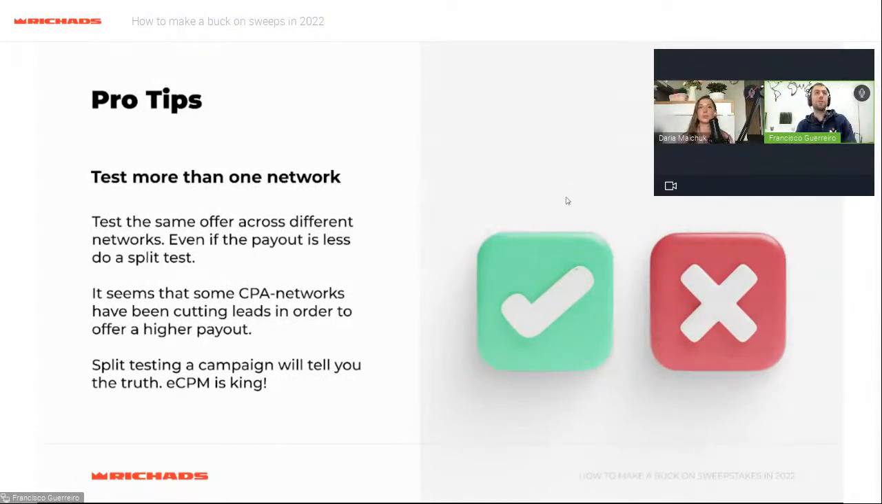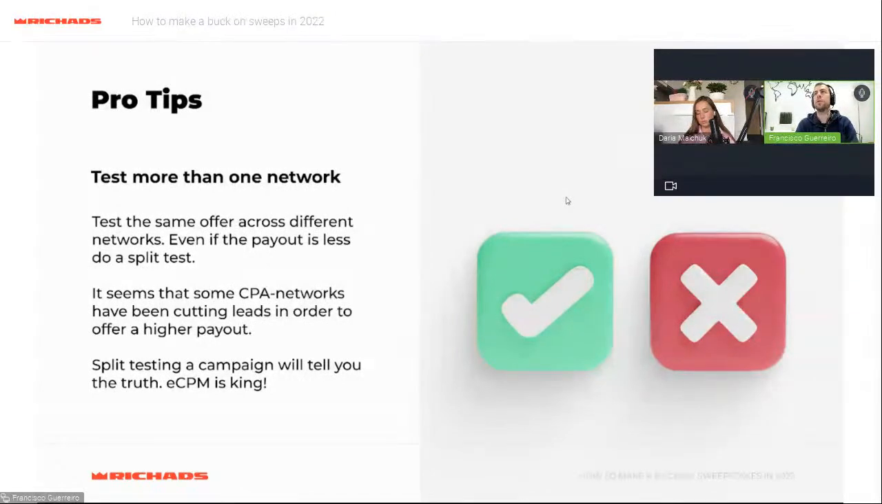For example, we have seen networks giving offers where the payout is higher than the advertiser payout, which doesn't make any sense. However, the CR is much lower. So, what does this mean for you when you are creating your campaigns and promoting your own campaigns? It's absolutely crucial that you test the same offer from different networks.